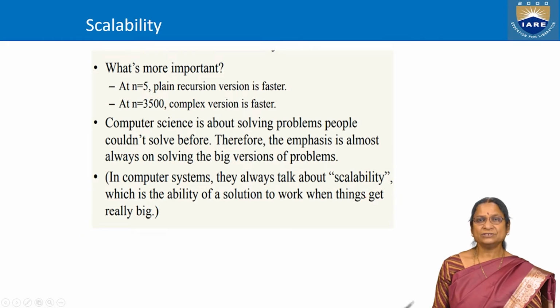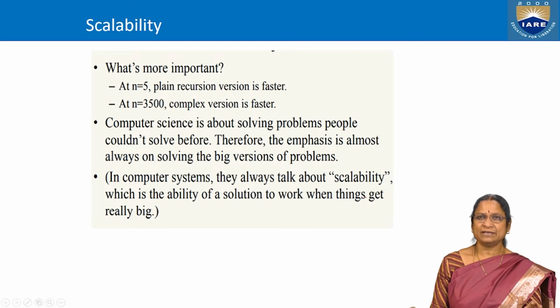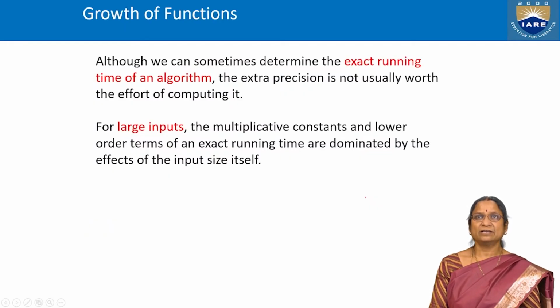In general, for normal small problems, we need not use computer science or programming techniques. Computer science is about solving problems people couldn't solve before, or solving problems very fast compared with human processing. So the emphasis is almost always on solving the big versions of the problem when using computers. That's why in computer systems we always talk about scalability, which means the ability of the solution to work when things get really big. So in analysis of algorithms also, we will consider scalability.